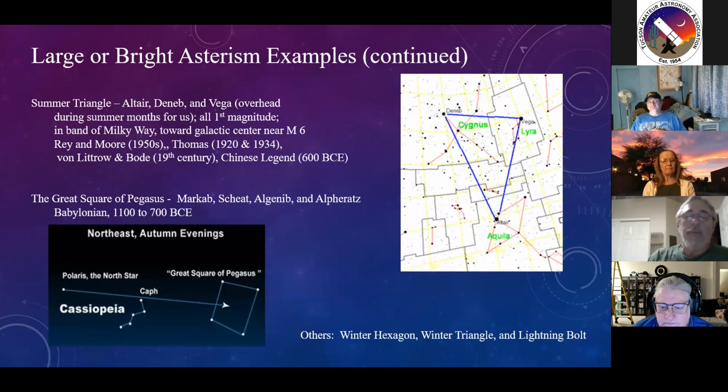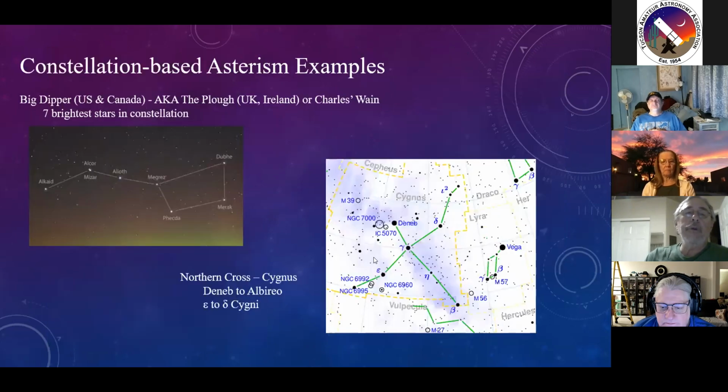Here again, similar magnitudes, large portion of the sky. Others that are similar in nature to this, as far as being large or bright asterisms that cover multiple constellations, also include the Winter Hexagon. There's a Winter Triangle and the Lightning Bolt. Now we're moving into, here again, still fairly bright asterisms.